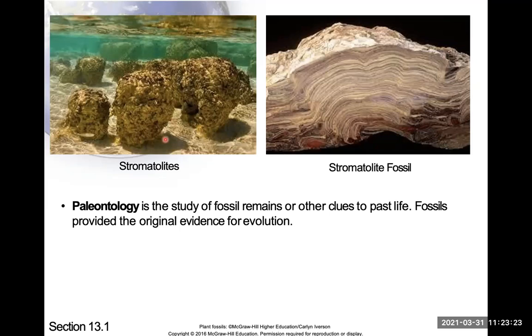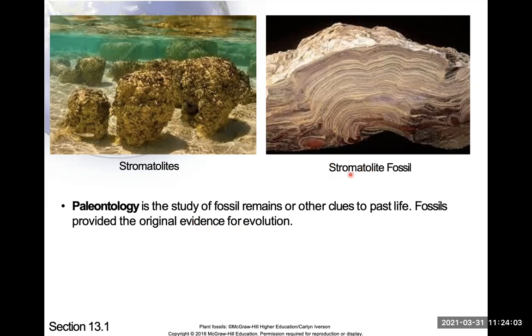So this is stromatolite. That's the simple first organism that existed, and we dated this back using carbon dating to 3.8 billion years. So this supports Darwin's theory of evolution, that first we had simple cells, and then it got maybe more complex. So this is a simple organism, and then it got more complex maybe over time. Paleontology is the study of fossil remains or other clues of past life. So this would be an example. And then the fossils, they provide the original evidence for evolution.